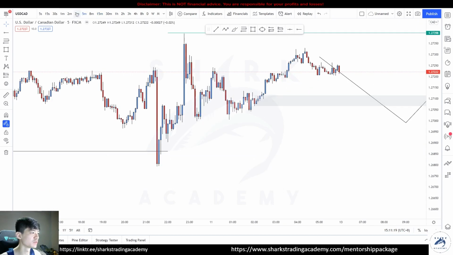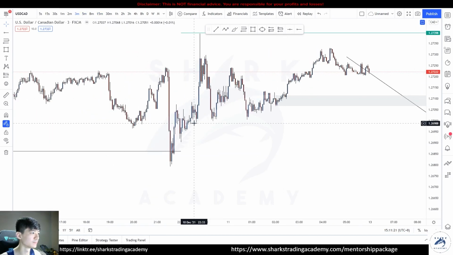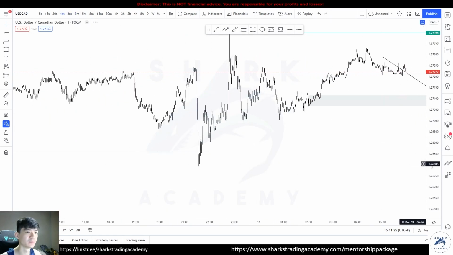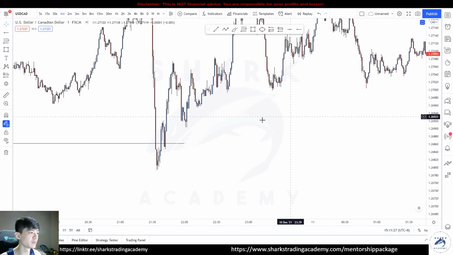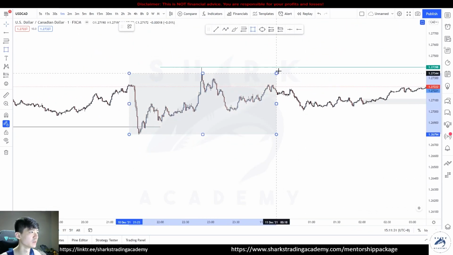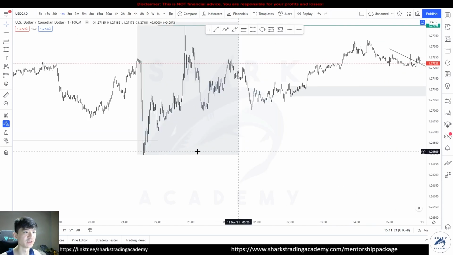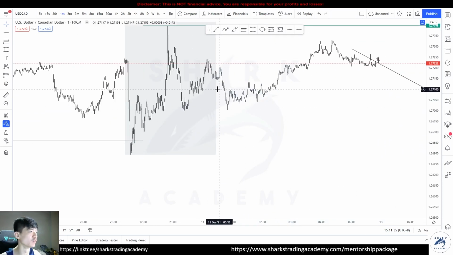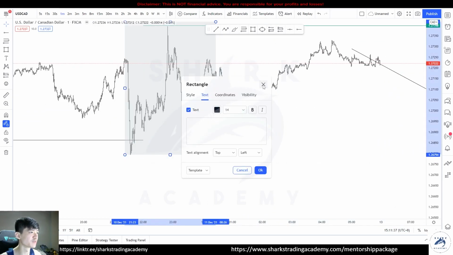5 minutes, 3 minutes. All has been mitigated, you can see, right? Or even the 1 minute. Okay, so everything inside of this low to high that was created based on this framework is valid for buys. So you do not have to buy here. You can buy even lower, right? Because your low comes from here.